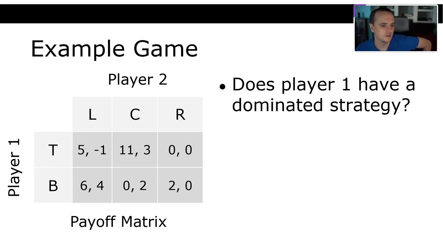Okay. So, you know what I'm about to ask. Does player one have a dominated strategy? So calculate that. Tell me in the chat. Does player one have a dominated strategy? So again, that means for everything that player two can do, there's one thing that always does worse than the other thing.